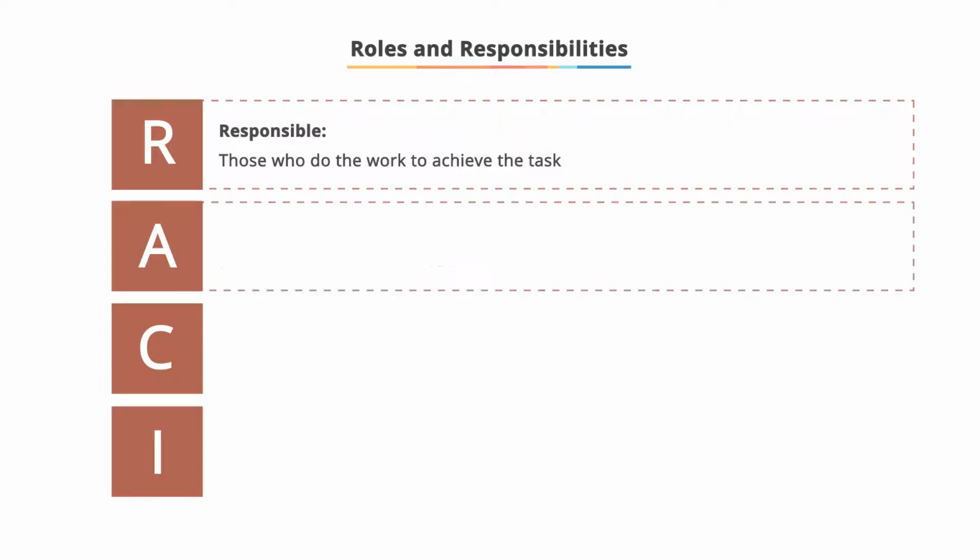The second one is accountable, or think of it as the approver or the final approving authority. This is the person ultimately who can answer for the correct and complete deliverable or task, and the one who delegates the work to those responsible. In other words, an accountable must sign off or approve work that responsible people provide. There must be only one accountable specific for each task or deliverable.